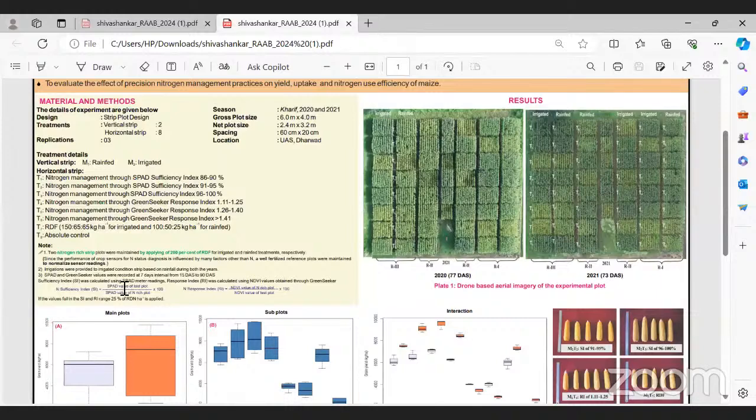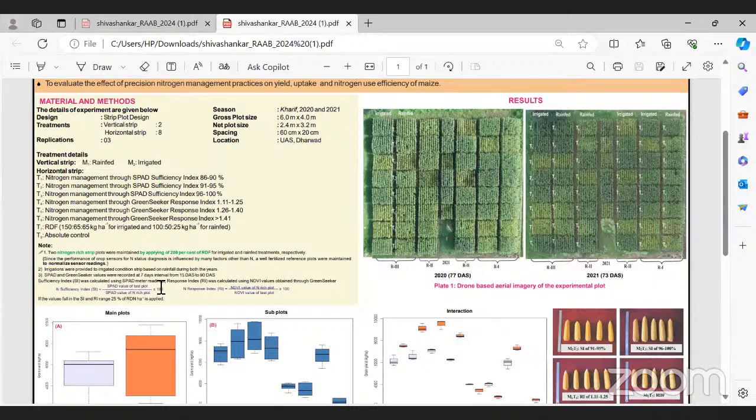The sufficiency index is calculated as the SPAD value of the test plot to the SPAD value of the enriched plot, expressed in percentage, and the treatments go like this: nitrogen management through SPAD sufficiency index of 86 to 90, treatment 2 indicates 91 to 95, and treatment 3 indicates 96 to 100%. Whenever the SPAD sufficiency index value of the treatment plot falls in the set range, that is 86 to 90, 91 to 95, and 96 to 100, 25% of the recommended amount of nitrogen is applied to the plots.